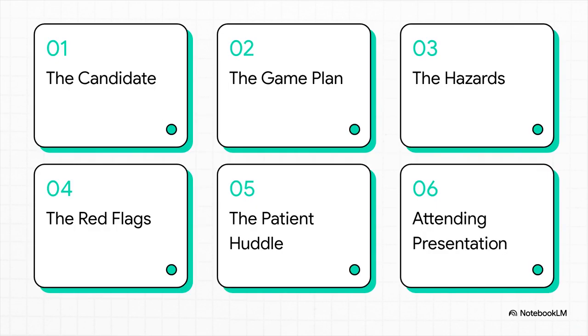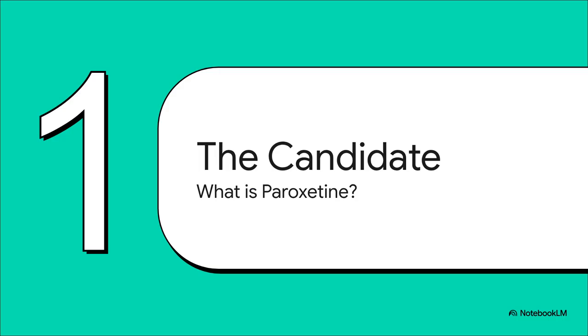Okay, so here's our game plan. First, we'll figure out who the ideal candidate is. Then, we'll map out the dosing and titration. We'll cover the hazards and the big red flags you can't miss. After that, we'll huddle up for some patient counseling tips, and we'll wrap up with the key talking points for your attending presentation. First things first, let's talk about the candidate.